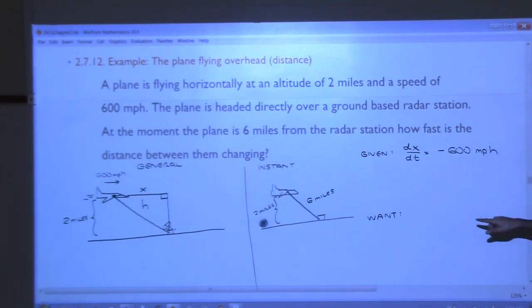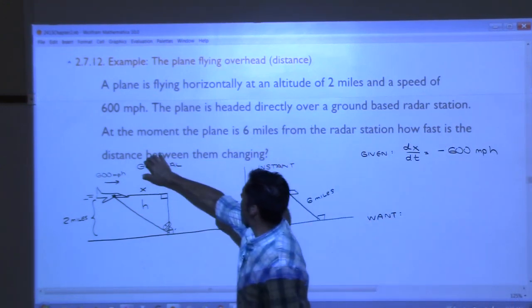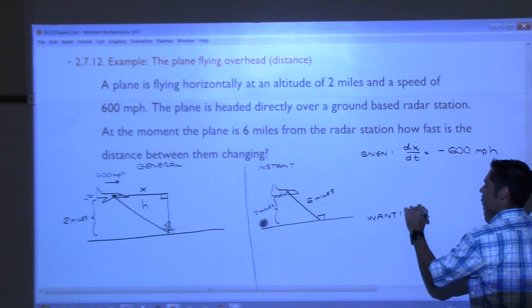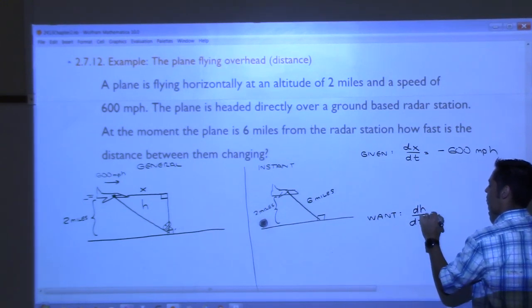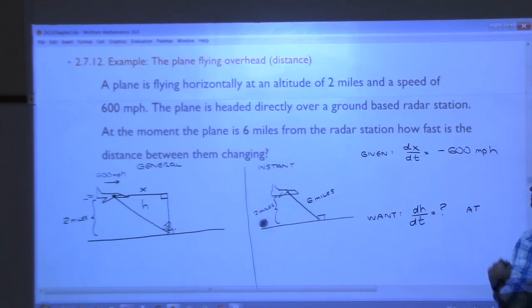What do I want? I want the rate at which the distance between them is changing, how fast is the distance changing? I want dh/dt at exactly the moment the aircraft is 6 miles away. That h is 6. Got it? Equation?